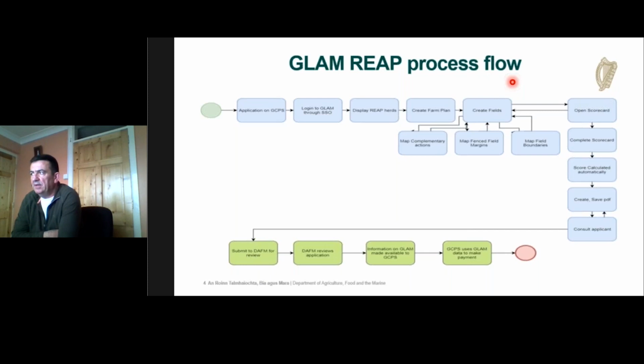Once you have those created, you can go back to the application and open your scorecard. You will see in the scorecard that there are various parts of it where you can access the mapping. So you can start mapping your complementary actions. You can map the fence field margins, the map field boundaries. There is inbuilt validation within the GLAM system to carry out the measurements and display those measurements back to you on the GLAM app as well. Once you've completed the scorecards, you have the option of saving the scorecard. And when you save the scorecard, the scores will automatically calculate for you.